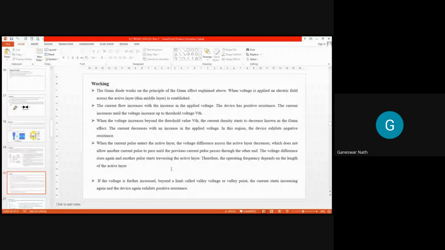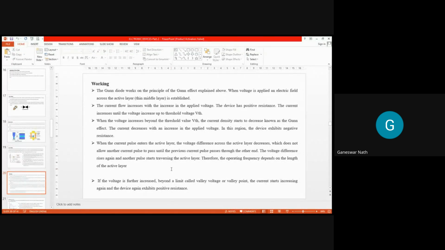When the current enters the active layer, the voltage difference across the active layer decreases, which does not allow another current to pass until the previous current pulse reaches the other end. So once a current starts, another current does not start until it ends. Then the voltage difference rises again and another pulse starts traversing the active layer. Therefore, the operating frequency depends upon the length of the active layer.